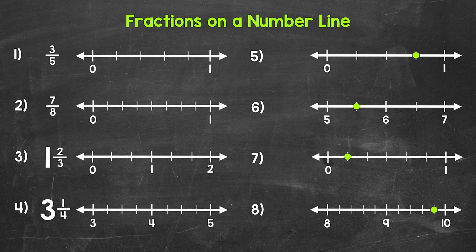Let's jump into number 1, where we have 3/5. Now, 3/5 is a proper fraction. Its value is less than 1. So we have a number line showing 0 and 1. 3/5 is somewhere in between. Now notice 1 is divided into 1, 2, 3, 4, 5 equal parts, so fifths. So each part is 1/5 of the whole.